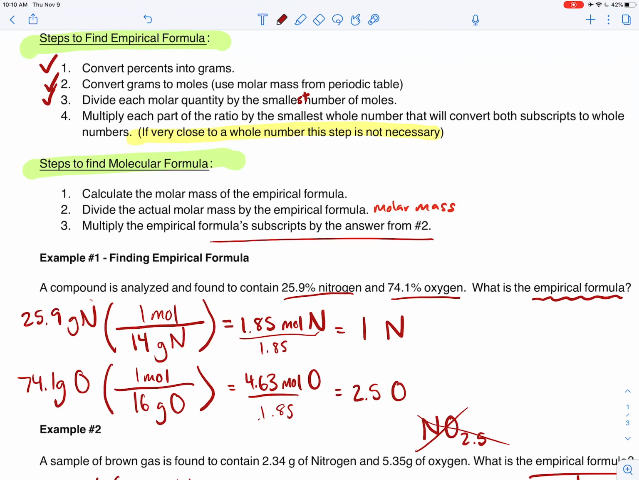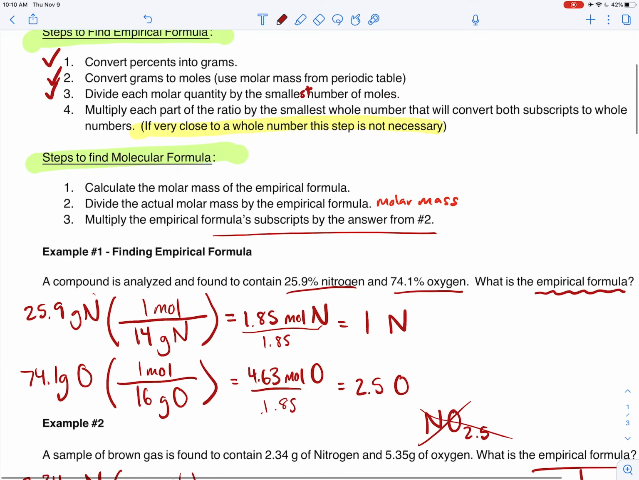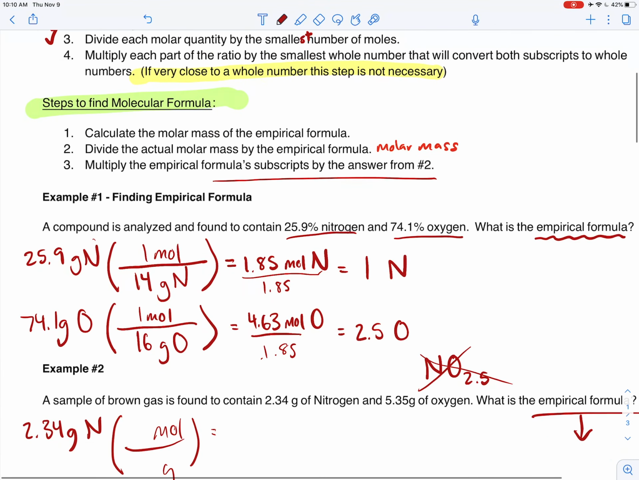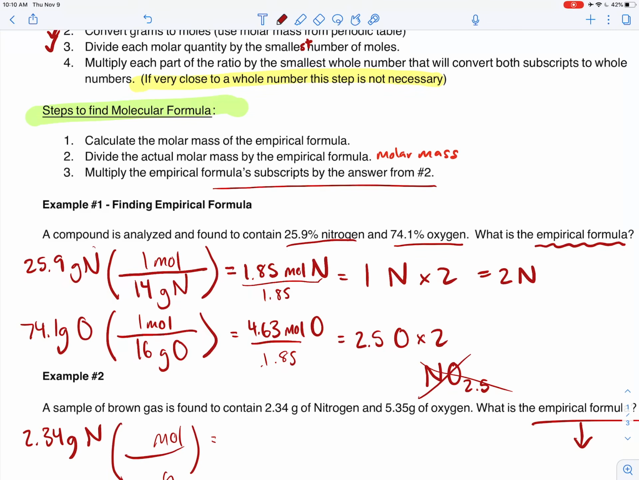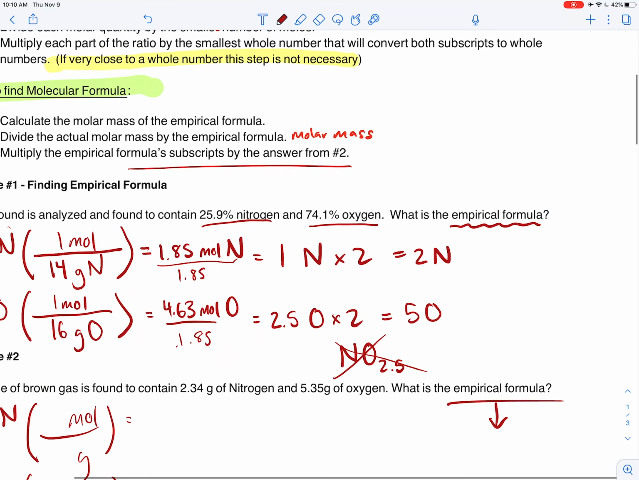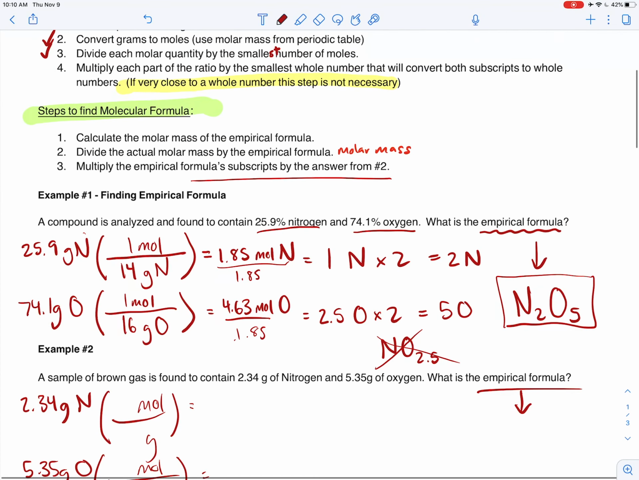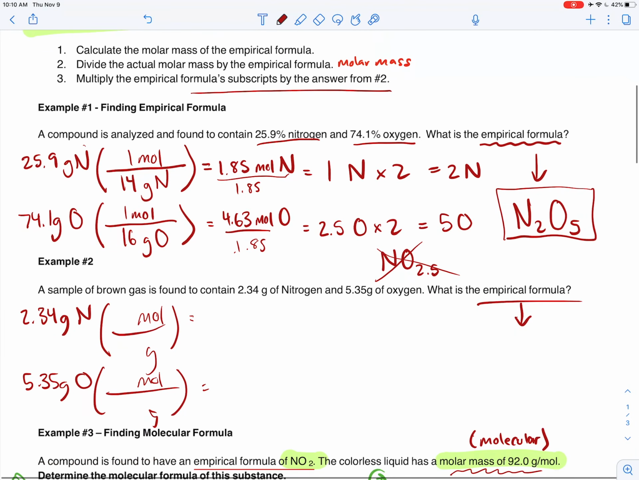Step 4, multiply each part of the ratio by the smallest whole number. That's going to convert everything to whole numbers. If you have 0.5, half of something, the smallest number that's going to turn that into a whole number is if I multiply everything by 2. So here I end up with 2 nitrogens, 5 oxygens. With that, I can now write the empirical formula. It's going to be N2O5. So there you have it, 4 steps to find the empirical formula. Check, check, check. Let's go ahead and do another example, and we'll follow the same exact steps.